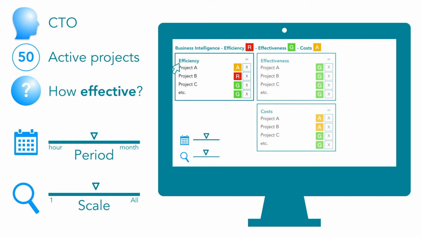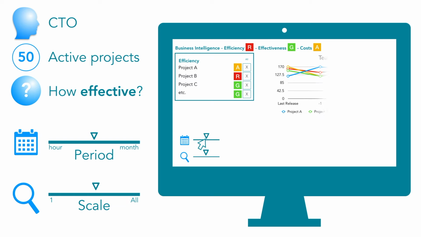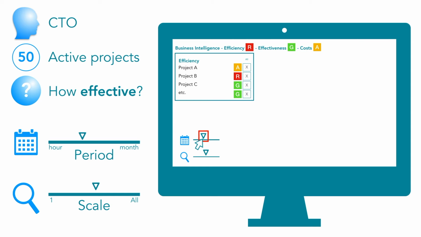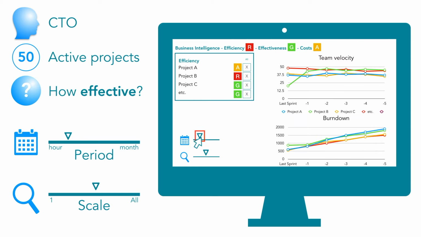Drilling down into that stream, you can see projects, including the one with a red flag against it. You can see the velocity has dropped for the last release, and you can change the periodicity to look at the data at sprint level. Project B has got a problem. Let's look closer.